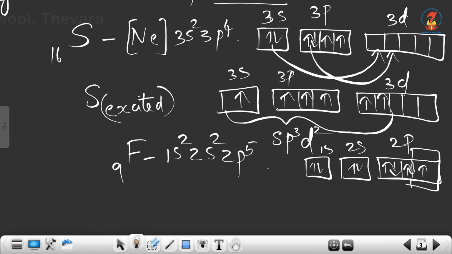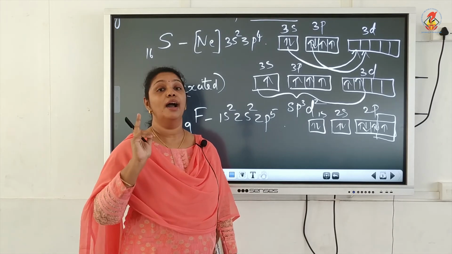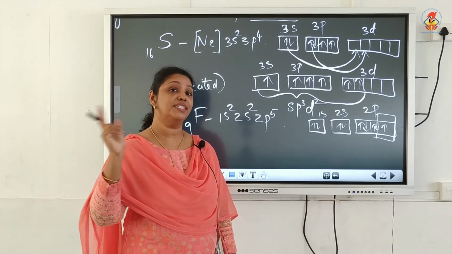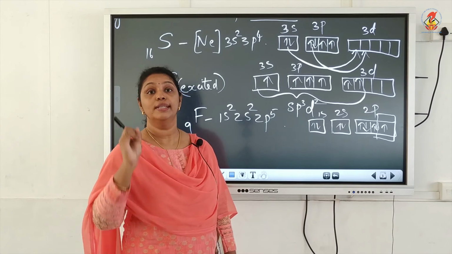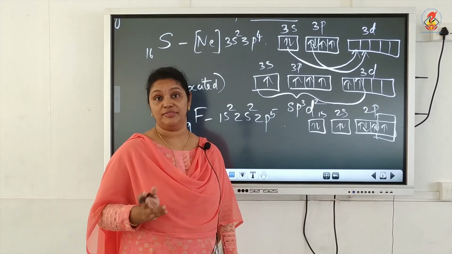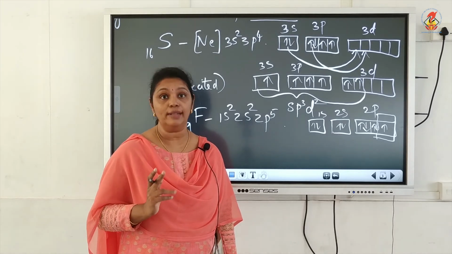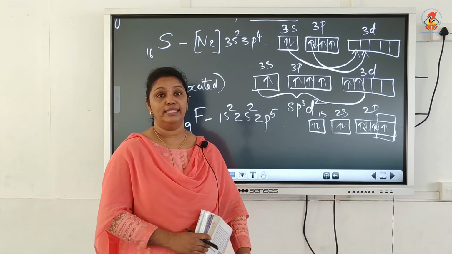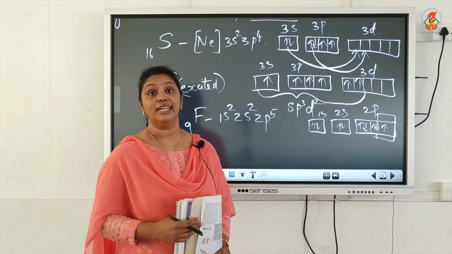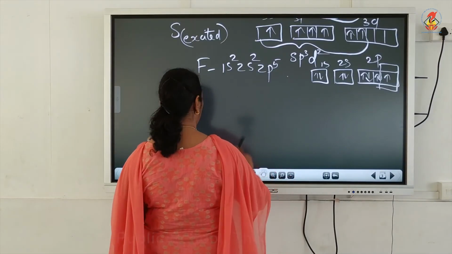So it is SF6. Sulfur has 6 hybrid orbitals. These hybrid orbitals will overlap with the half-filled 2p orbital of 6 fluorine atoms to form 6 S-F sigma bonds. And the shape of SF6, as we have already discussed in VSEPR theory, is octahedral with bond angle 90 degrees, not 180, 90 degrees.